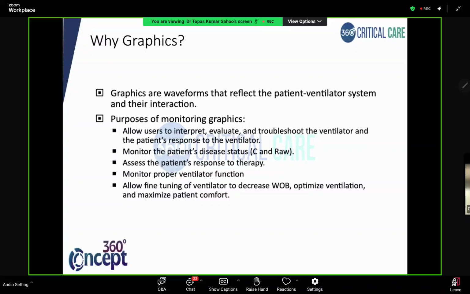Monitor the proper ventilator function, and finally allow the fine tuning of the ventilator to decrease the work of breathing, which is of utmost importance in our clinical area. Optimize the ventilation and maximize the patient comfort. That is our goal when we are deciding to put the patient on a ventilator.